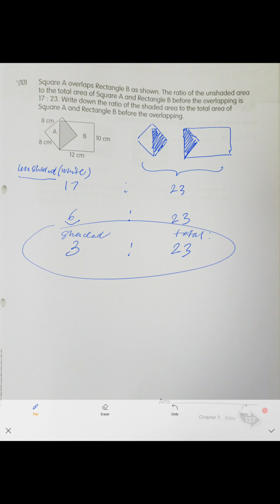That's the whole answer. Shaded area to the total area of square A and rectangle B before overlapping, 3 to 23. So your answer is 3 to 23.